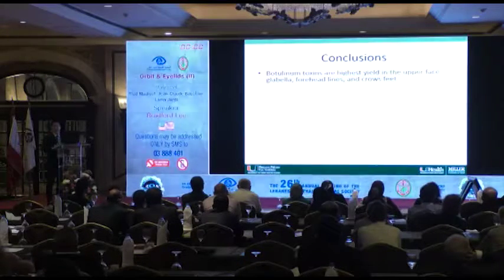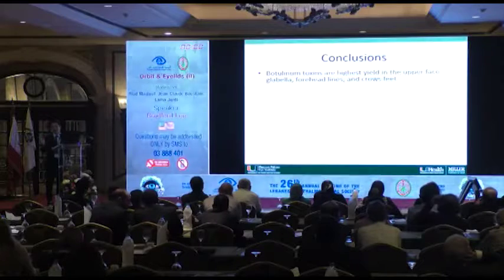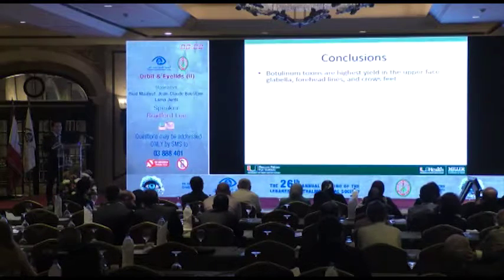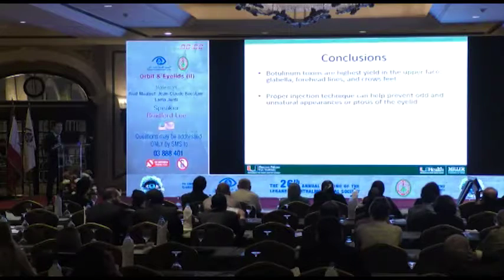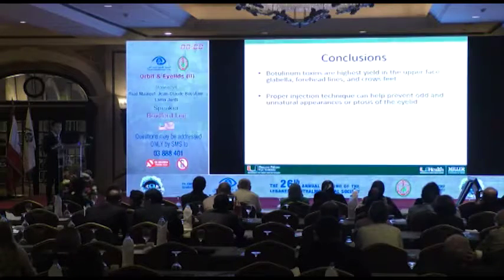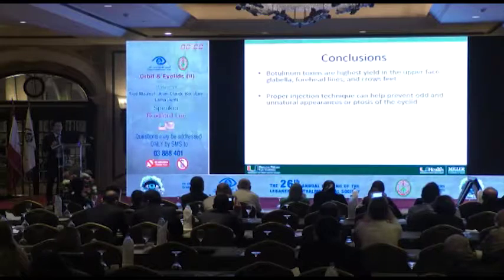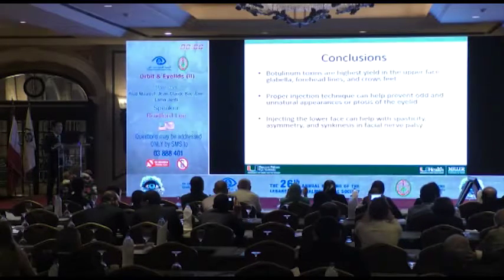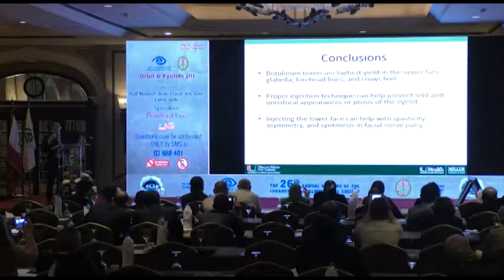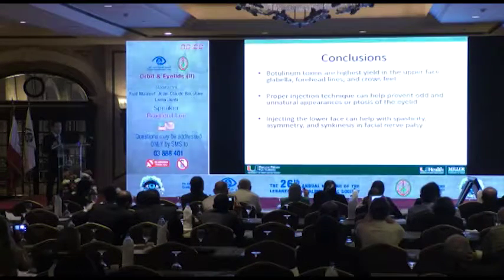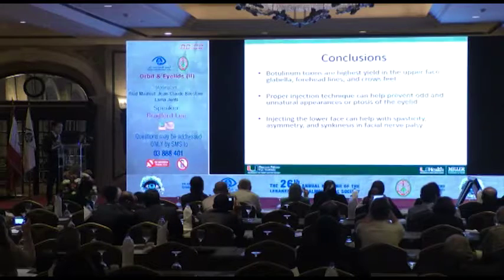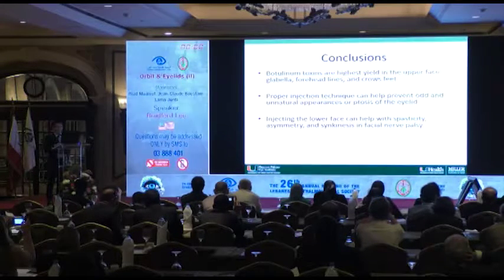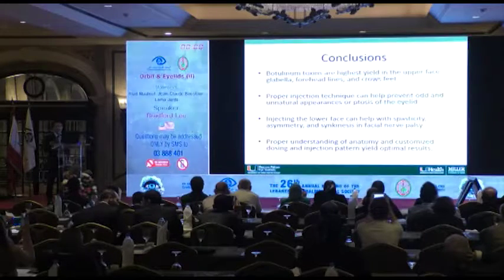So in conclusion, botulinum toxin injections are much higher yield in the upper face. With the right injector, they can be effective in the lower face as well. Proper injection technique can help prevent odd and unnatural appearances or ptosis of the eyelid. Injecting the lower face can certainly help with our patients with hemifacial spasms, with asymmetry from Bell's palsy or facial nerve palsy, and synkinesis. And proper understanding of the anatomy and all of the mimetic muscles in the face, and customizing your doses and injection pattern will really yield the best results.